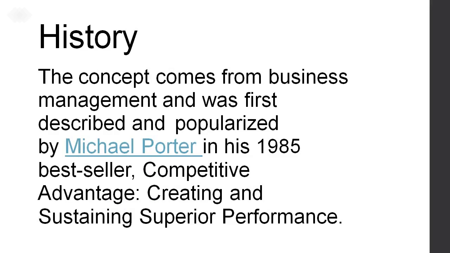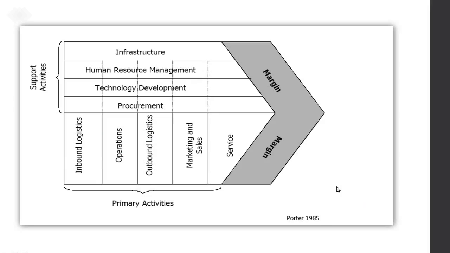Now, the history of value chain. The concept comes from business management and was first described and popularized by Michael Porter in his 1985 bestseller, Competitive Advantage, which also contains some ideas for creating and sustaining superior performance. Here are Porter's 1985 activities, which include support activities and primary activities.